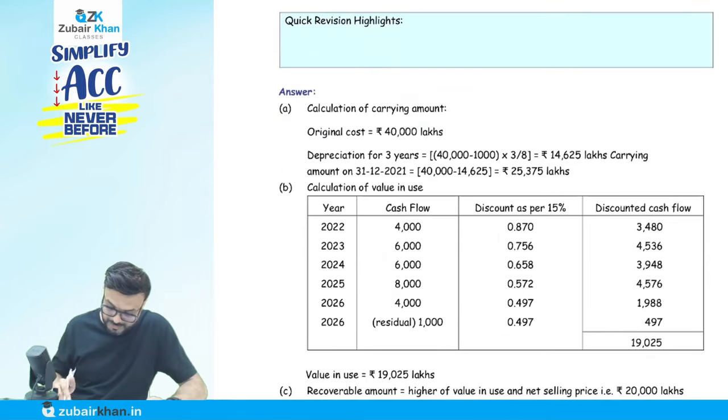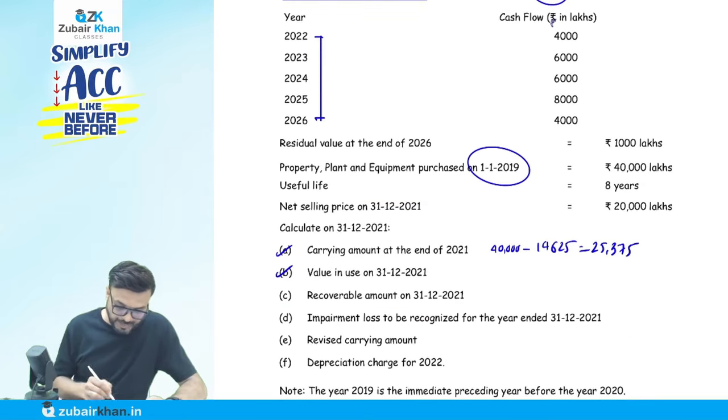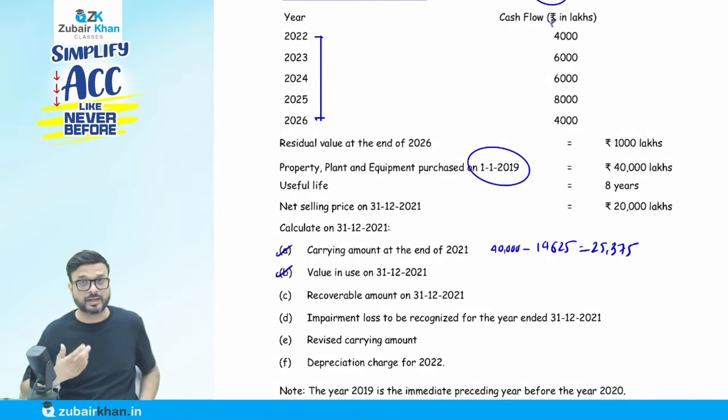You can see that the answer here is 25,375. Then they say calculate the value in use. What do we do for value in use? We calculate the present value.